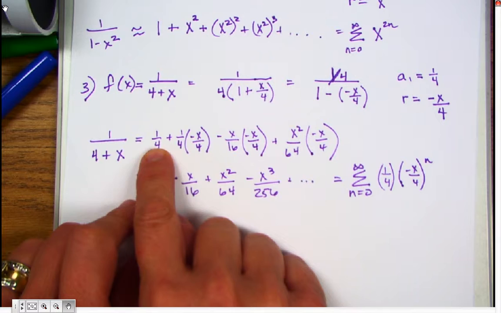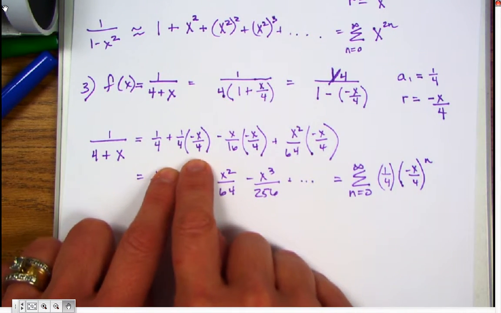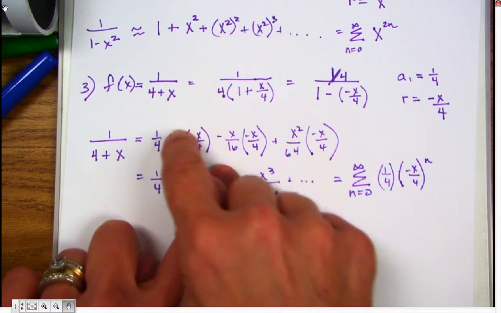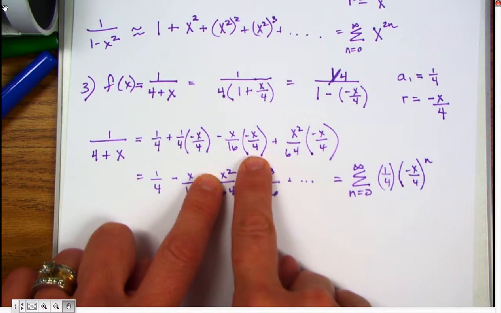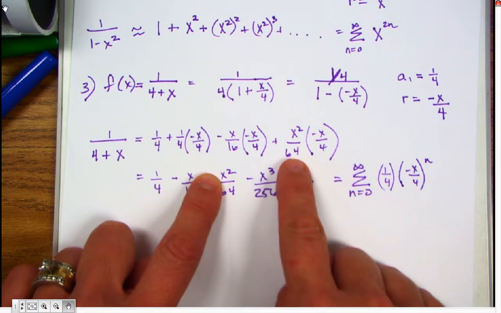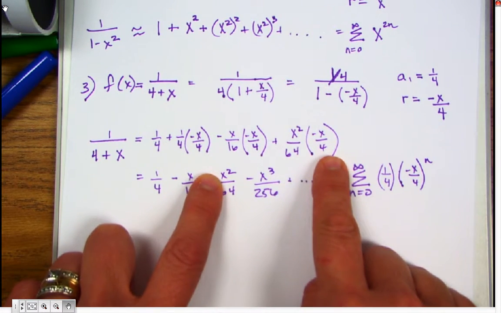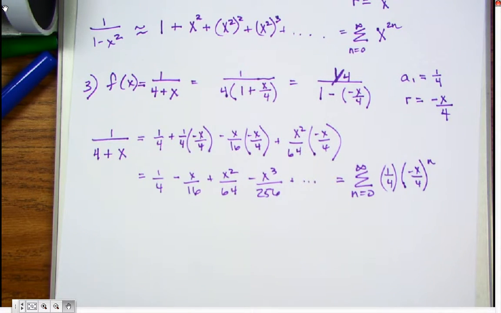Here's what I did. I had my 1/4, and then my next term would be 1/4 times the ratio. And then the next term would be the previous term, which was negative x over 16, times the ratio. And then the next term would be the previous term, which was x squared over 64, times the ratio. Again, you might not like that. You might like to write yours a different way. Okay, so that is power series.